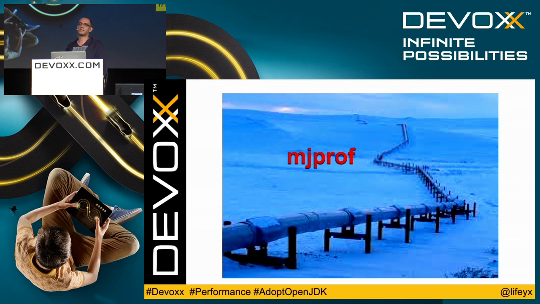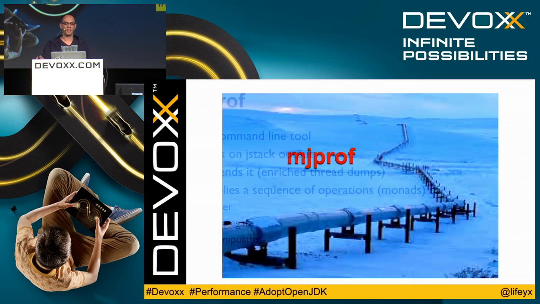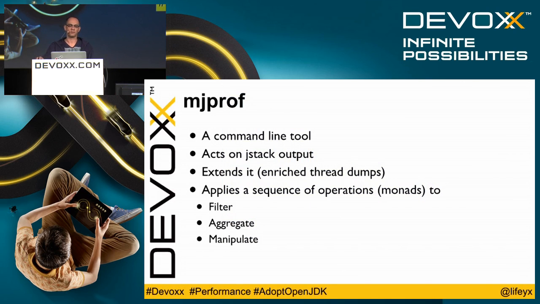So what exactly is mjprof? mjprof is a command line tool that acts on the output of Jstack. It also extends it, but basically it only acts on it. And given an input of Jstack, it can filter threads, it can aggregate threads, and it can manipulate the stacks of the threads.